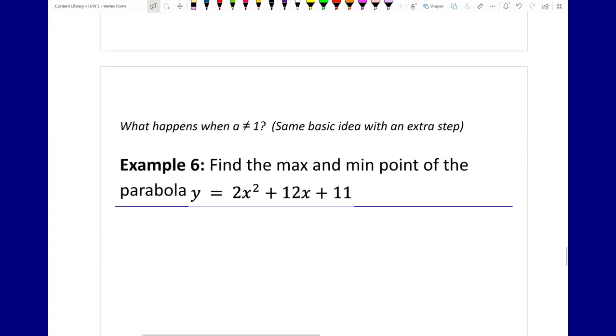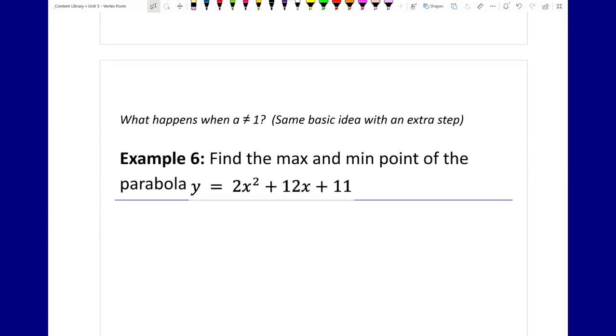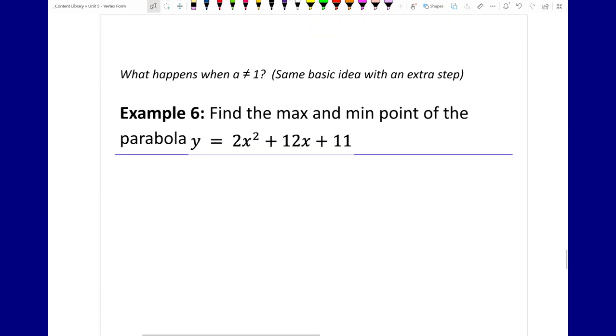Now, what happens when a does not equal 1? Right? So for example, we want to find the max or min point of the parabola. And the parabola is y equals 2x squared plus 12x plus 11.